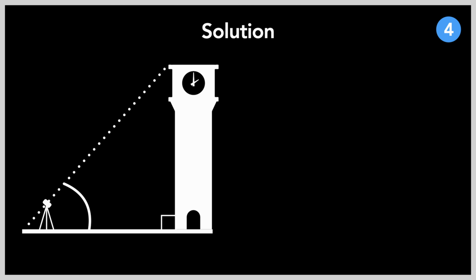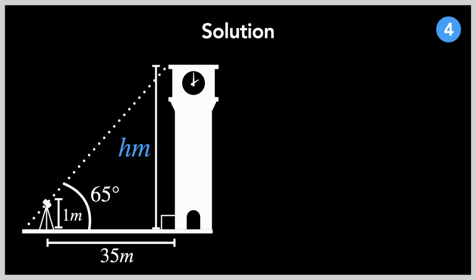Welcome back. We can diagram this question like what you see on screen right now, with the building, tripod, and camera. Then, let's label this diagram with the values that the question has given us, and represent the height of the building as h meters. We know that the camera is 35 meters away, lifted 1 meter above the ground, pointing at an angle of 36 degrees towards the top of the building.